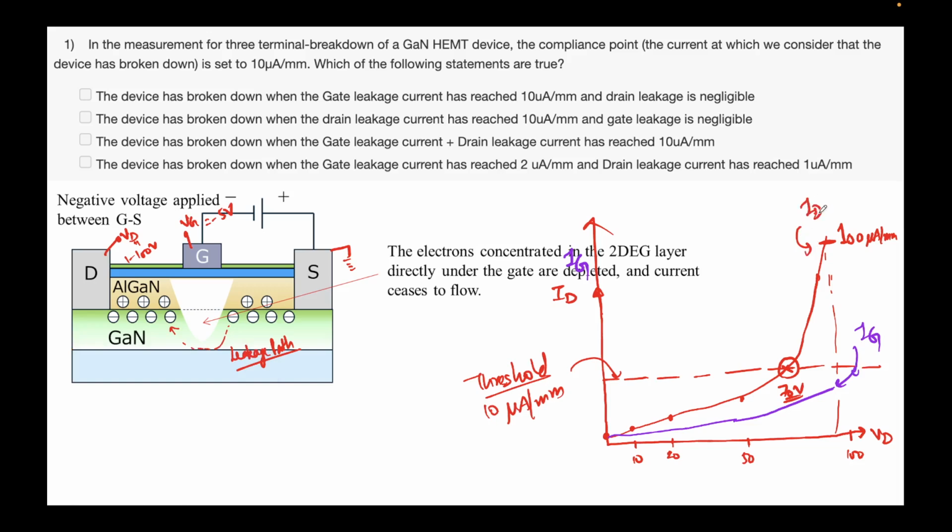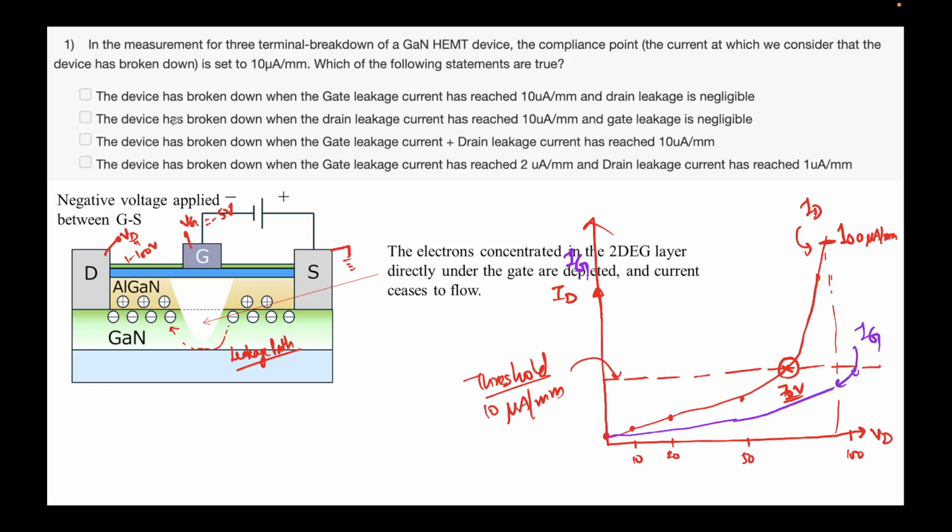So when do we say this device is broken down? One way of saying is that when the drain current crosses the threshold, it crossed at 70 volts. We can also say when the gate current crosses the threshold. Gate current never crosses the threshold. So we'll say the breakdown voltage in terms of gate current is above 100 volts, because it will cross at some point of time, but we did not measure it.